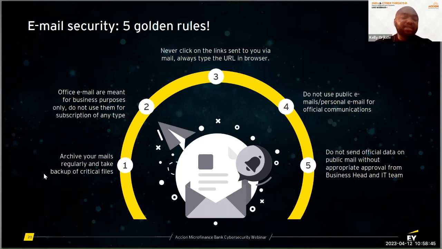Do not use public email or personal email for official communication. Please, if your business has a domain, use the email that they've given you for official communications. Don't use your Gmail, don't use your Yahoo Mail, and all that, right? And finally, on this slide, do not send official data on public email without approval from the business, okay?